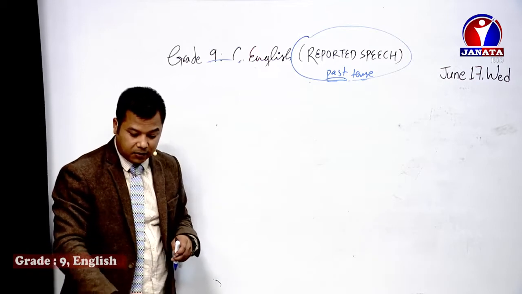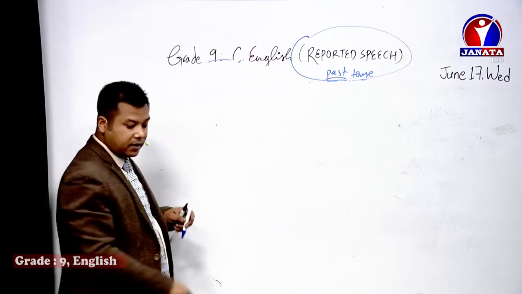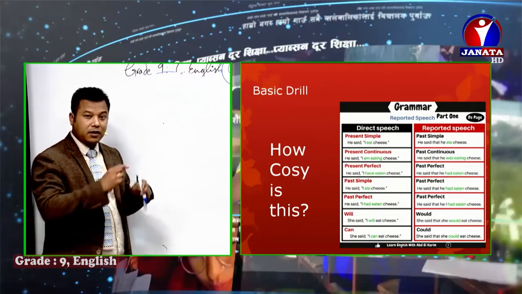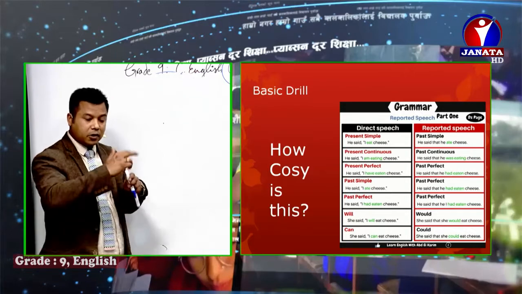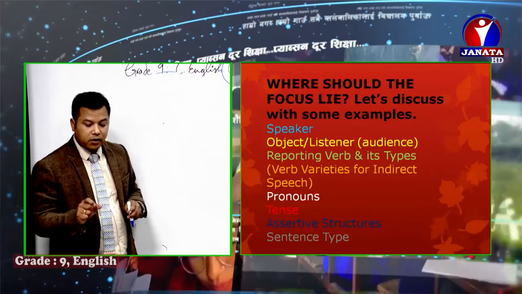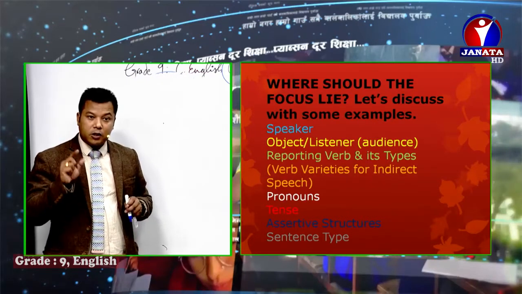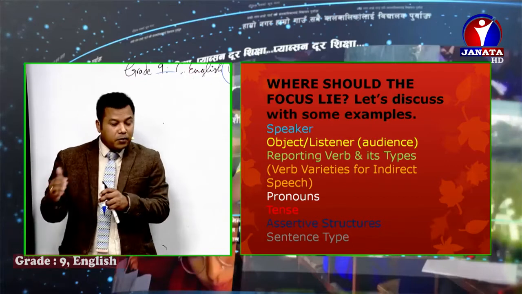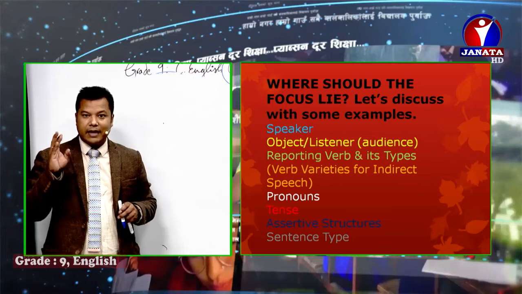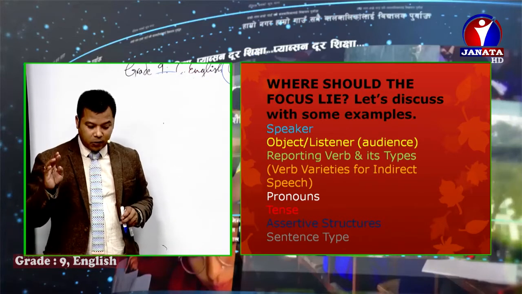For that, we'll ignore this part. How can we make it easy? I have already drawn that. This one tells you about the traditional way of learning speech: simple present tense, simple past tense, structures and everything. We're skipping that part. Now, where should the focus lie? Once again, remember, you need to know who the speaker is, who the listener is, and the reporting verb and its type. It can appear in three different tenses: present, past, and future.